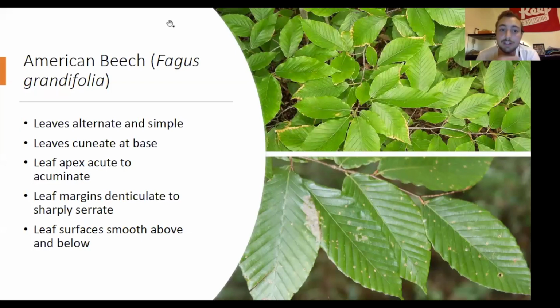The American beech, again, alternate and simple. They're cuneate at the base, acute to acuminate, and the margins, you can see, have very small teeth, so they're denticulate, but sometimes they can also be sharply serrate. Denticulate means small dentate teeth. If you want to use the same term for serrate, you would use the word serrulate. And then the leaf surfaces are very smooth above and below, not like our American elm. It's very, very smooth. You don't even feel any hairs or roughness to the touch.